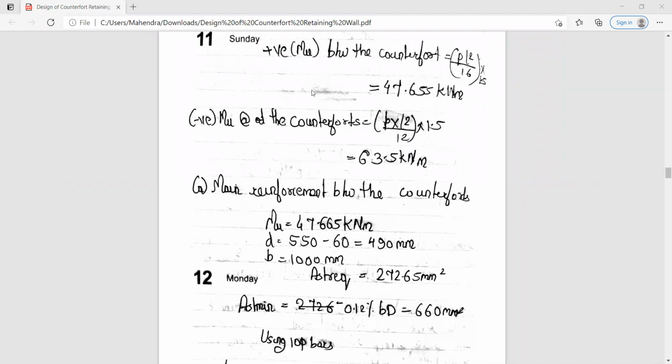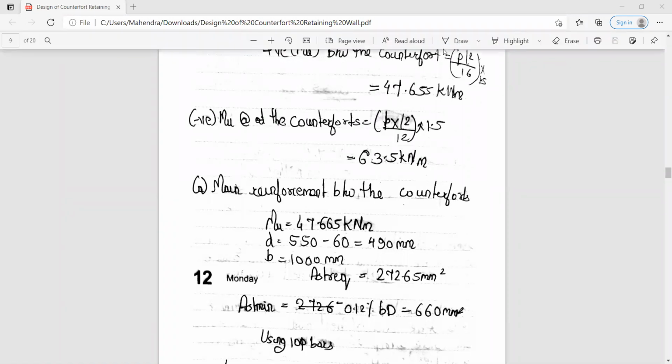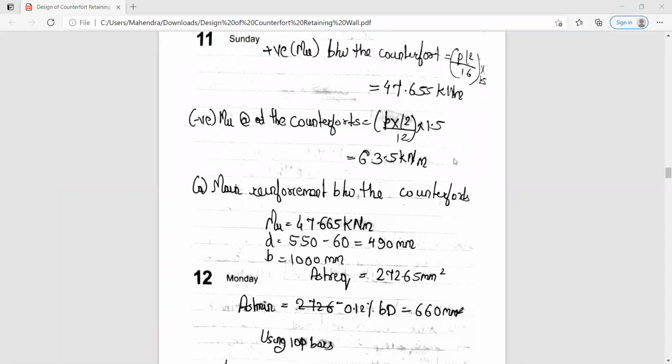Yes, all of you have completed. Everyone has calculated the moments. The moment calculations are done for everyone. Yes, Rita, Saurabh, everyone is done with the moments, positive as well as negative. Should I proceed with the reinforcement calculations?